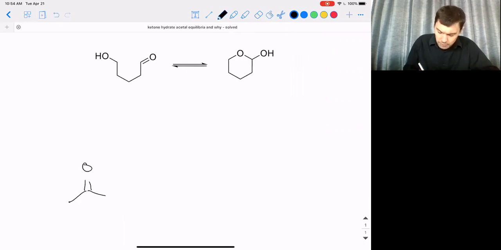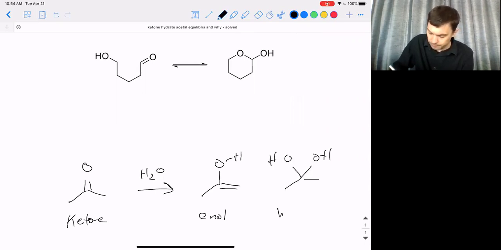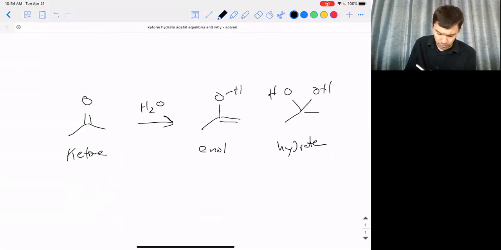So if we have our standard old ketone, we know if you have that ketone in water, we can make a very small amount of enol, and so ketone, and then you can have a very small amount of the hydrate as well. And often the hydrate is unstable, and if you remove it from water, it'll shift back to the ketone and give off water. And the hydrate is very similar to a hemiacetal.